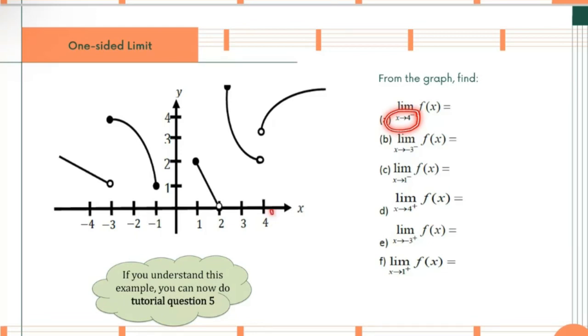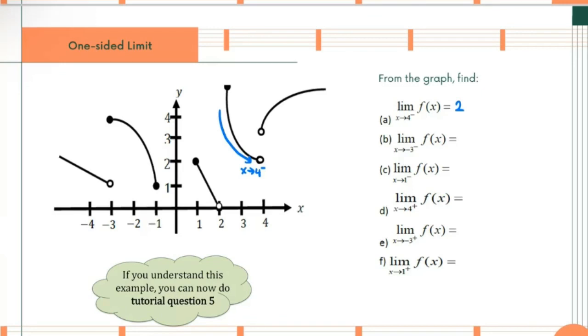Mana 4? Ini adalah 4. So 4 from the left. 4 from the left, saya akan fokus kepada arah ini. Nampak tak? Ini adalah x approaches 4 from the left. So apakah nilai y kita ni? Dia menghampiri value apa? Dia menghampiri value 2. So jawapan kita kat sini adalah 2.